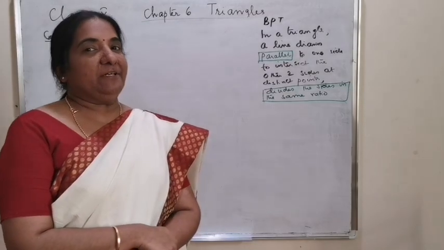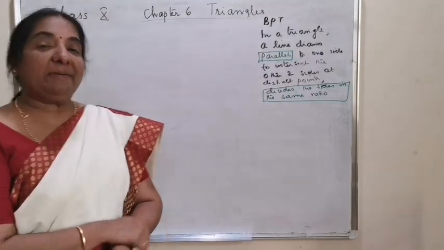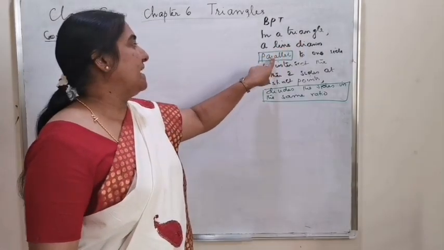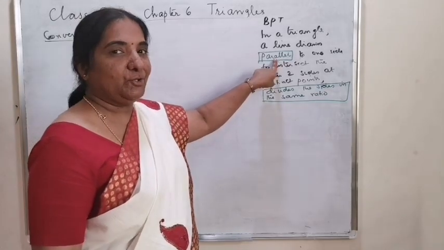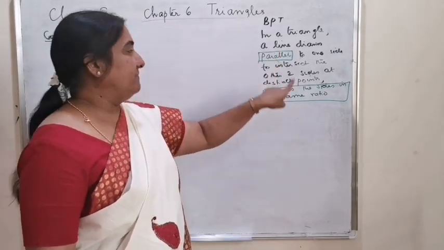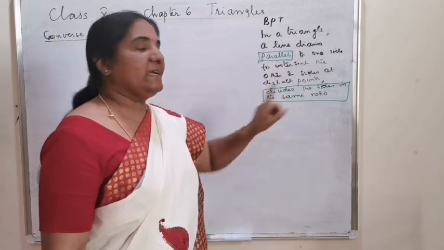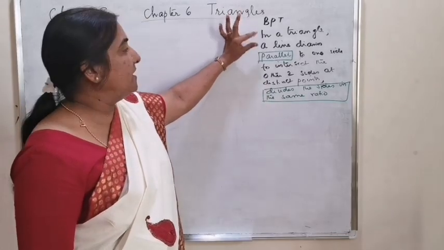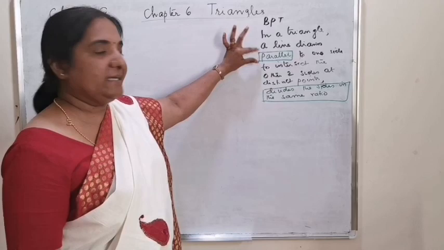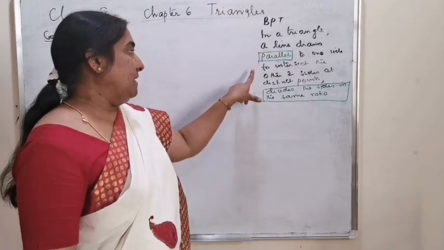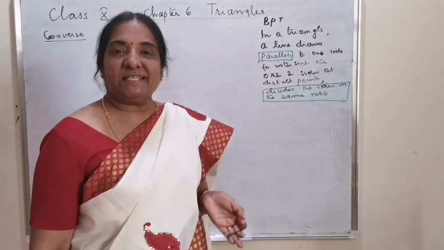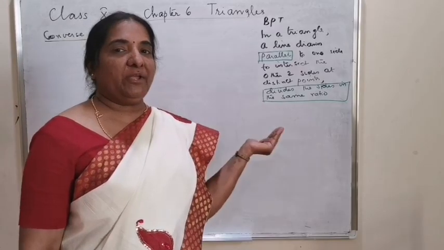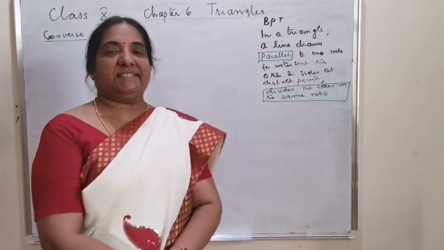What the statement of the basic proportionality theorem, or in short BPT, says is that there should be a triangle, and there should be a line parallel to one of the sides. Automatically the parallel line will divide the sides in the same ratio. So make the statement as: in a triangle, a line drawn parallel to one side, the highlight is the word parallel, to intersect the other two sides at distinct points. We are talking about D and E in the figure. What is this line DE doing? It divides the sides in the same ratio.